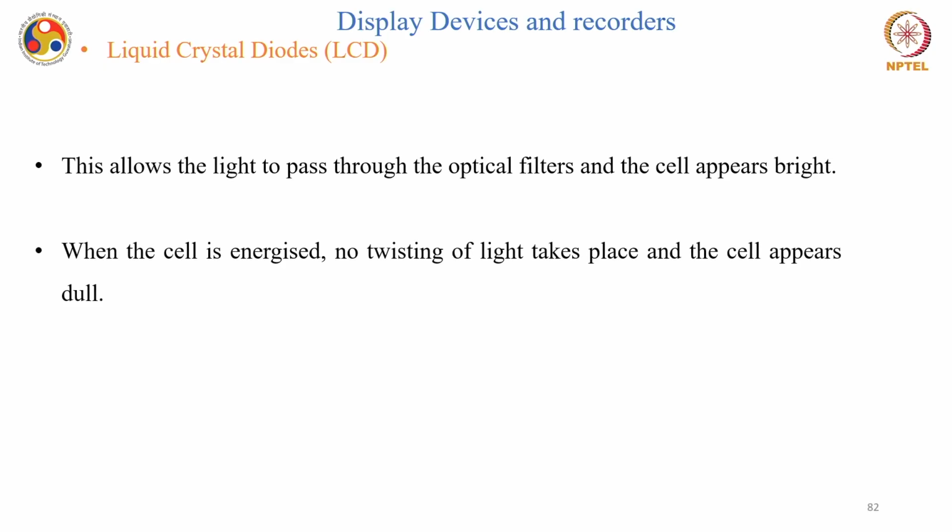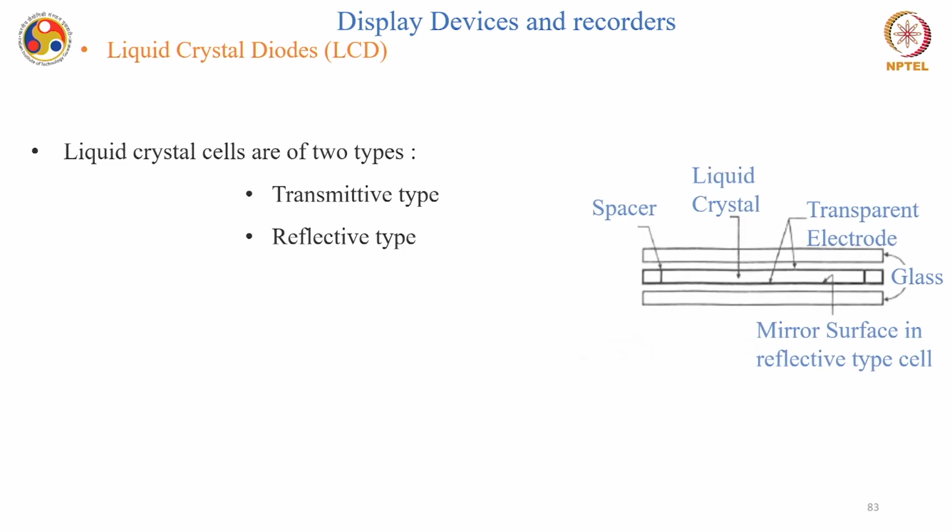Okay. Now, this allows the light to pass through the optical filters and the cell appears brighter. When the cell is energized, no twisting of light takes place and the cell appears dull, or it will remain in the off state for a user. Okay. Liquid crystal cells are again of two types.